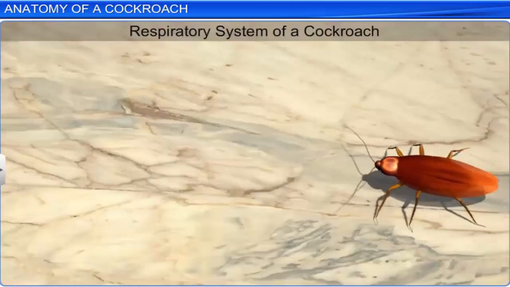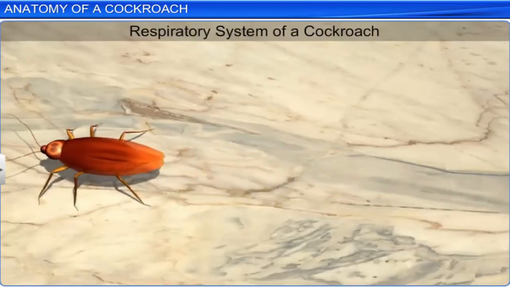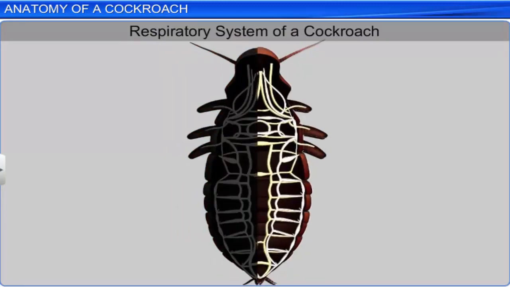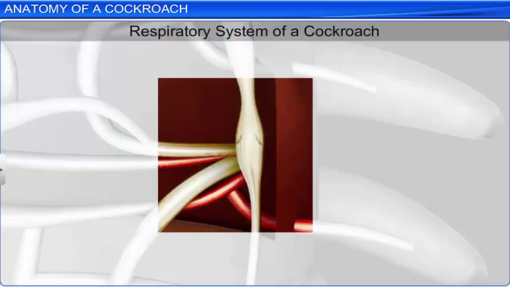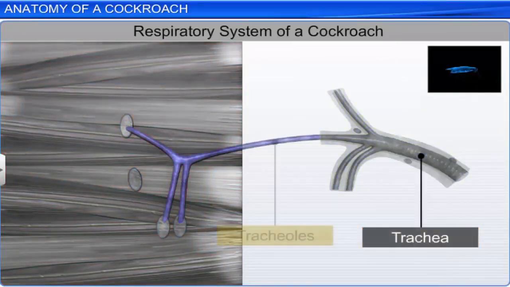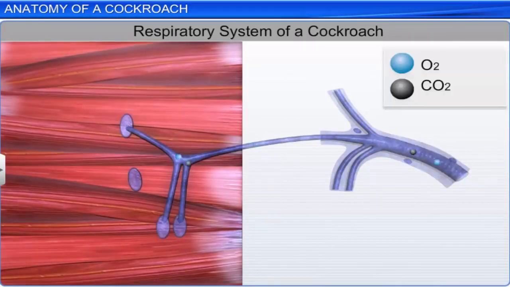The respiratory system also forms a part of the anatomical study of a cockroach. This system consists of a network of trachea that opens to the exterior through 10 pairs of spiracles, which are located on the lateral side of the body. The opening of these spiracles is regulated by sphincters. The tracheae are further divided into thin tracheoles, which supply oxygen to all the parts of the body. Gaseous exchange in these tracheoles takes place through diffusion.